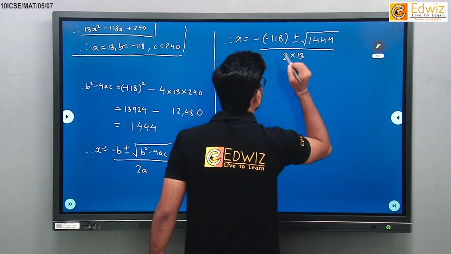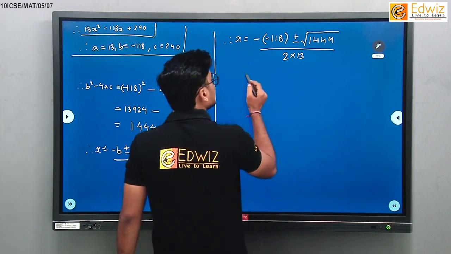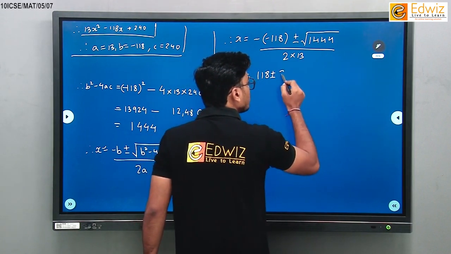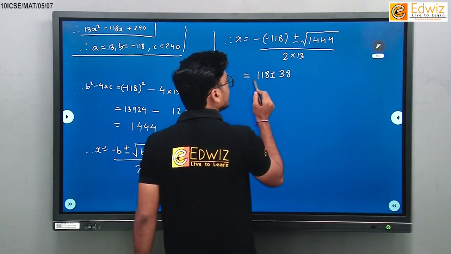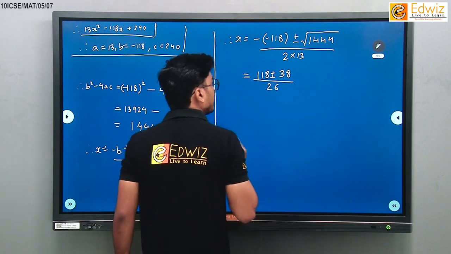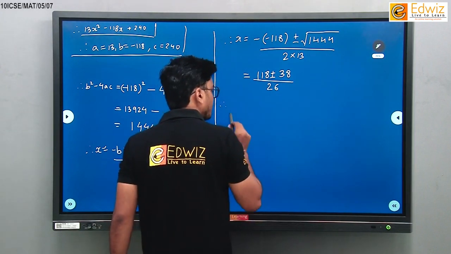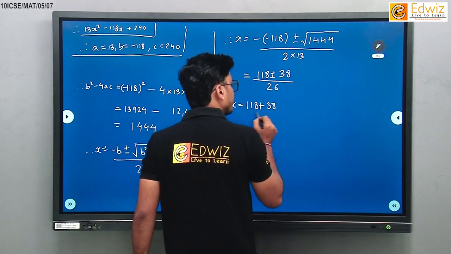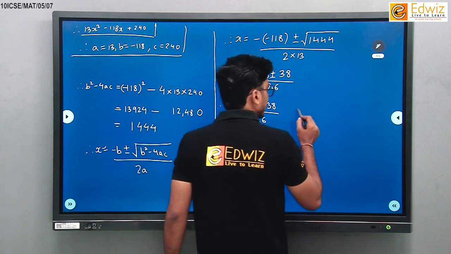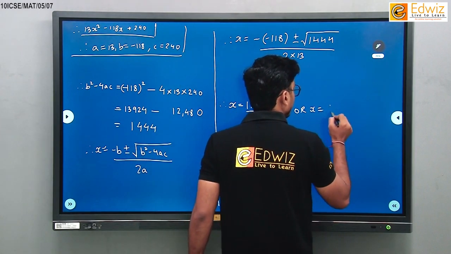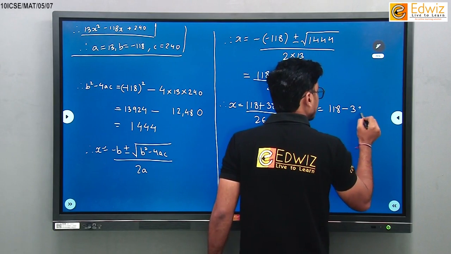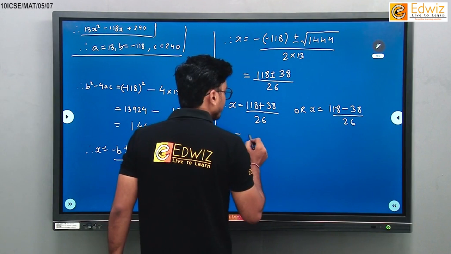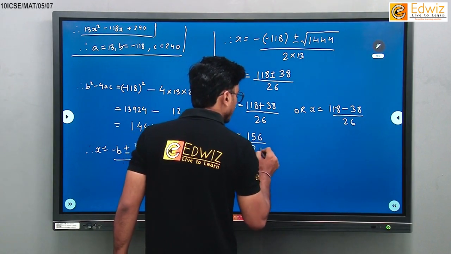So 2 into 13, correct? A is 13. So this is equal to positive 118 plus or minus the square root, which is 38, we just now calculated it, divided by 26. Now let us calculate these two values one by one. One value is 118 plus 38 divided by 26, correct? Second value is 118 minus 38 divided by 26. So this is equal to 156 divided by 26.